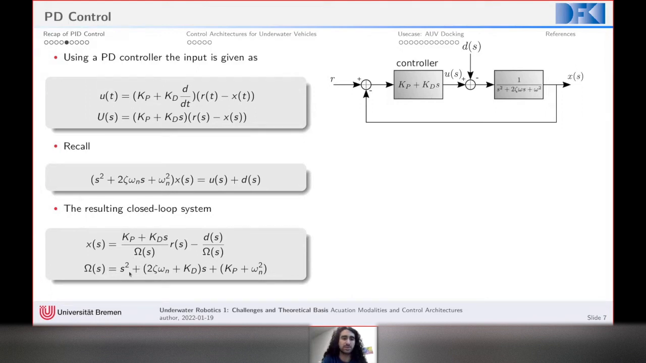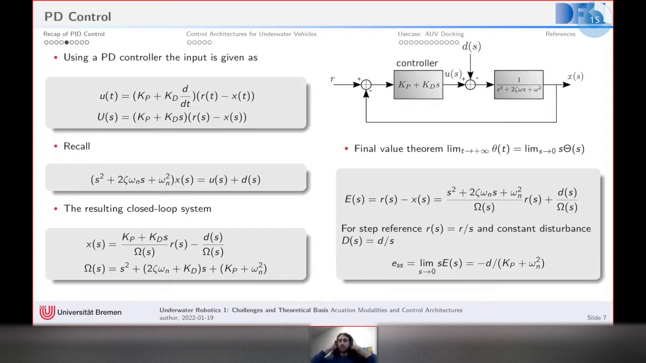Now by doing this, you can see that I just changed my system, or this polynomial basically. Since this Kd is multiplied by s, I can now control how much damping there is in the system. I can also control what the natural frequency of the system becomes by manipulating those terms, because this is something I can choose freely.